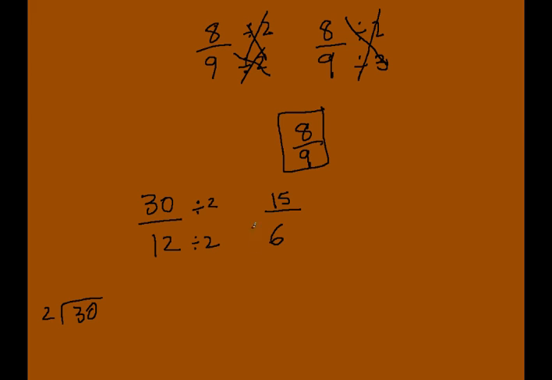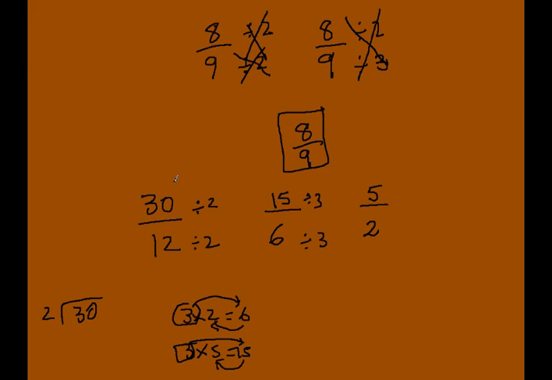Now again, if you remember your multiplication tables, you'll know that 3 times 2 gives you 6, and 3 times 5 gives you 15. All it means is that 3 goes into 6 twice, and 3 goes into 15 as well, 5 times. So that means 3 is the common number that I can divide these two by. So I can divide this by 3, and I can divide this by 3. So 15 divided by 3 is 5. 6 divided by 3 is 2.